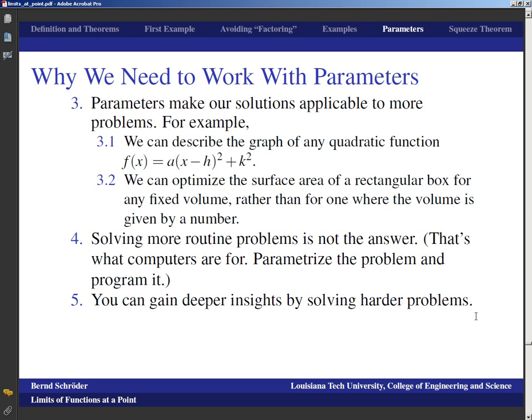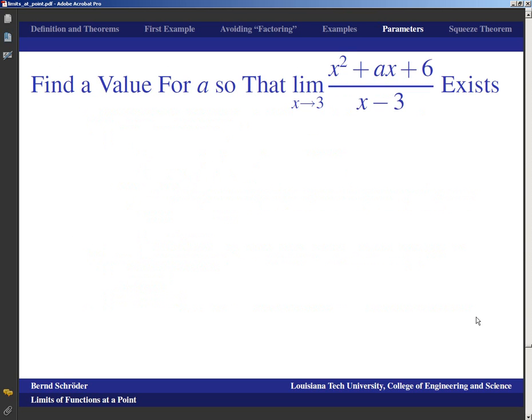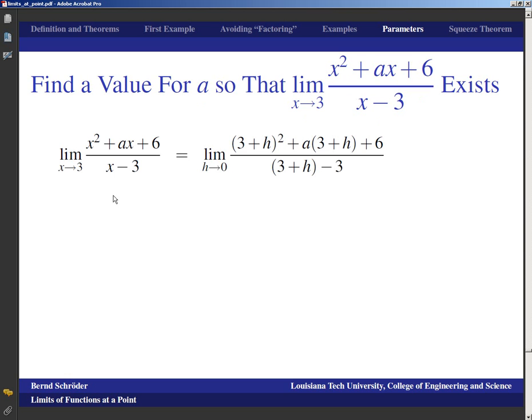We want to be able to tackle more complicated problems, but we also want to be able to work harder computations. Okay, so here this is obviously a made-up problem. We want to find the value for the parameter a so that the limit as x goes to 3 of x squared plus ax plus 6 over x minus 3 exists. Well, okay, so here's the limit.